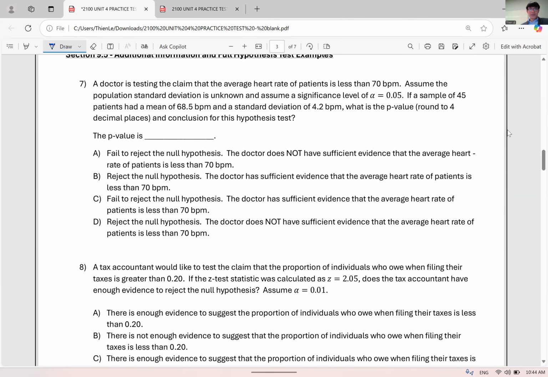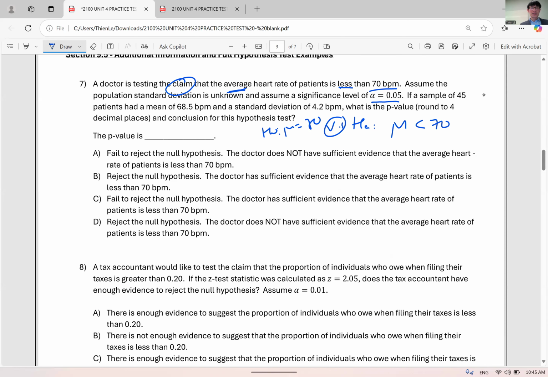Let's see additional information. Okay, so we look at the example as a whole. A doctor testing the claim that the average heart rate of patients is less than, okay, so I want to test this claim. HA, the average, right? The average is less than, right? So we change the test in this versus H naught, right? H naught equals 70. Assume the population standard deviation is unknown, for sure, right? It's most of the time, right? It should be unknown. Significance level is alpha 0.05, so alpha equals 0.05.